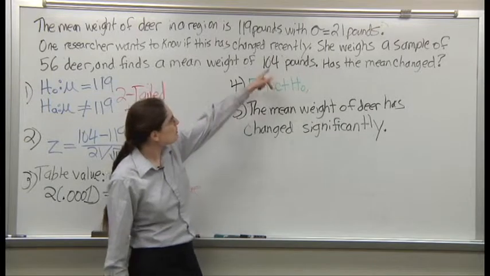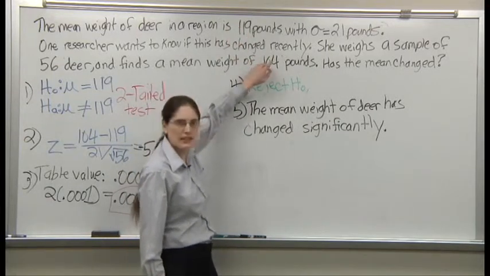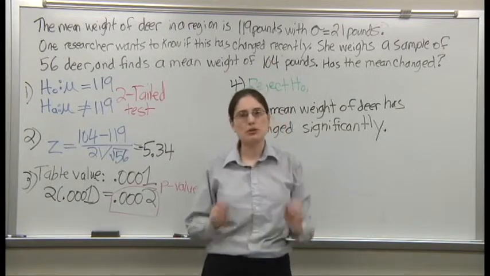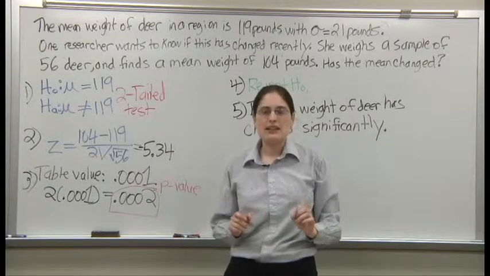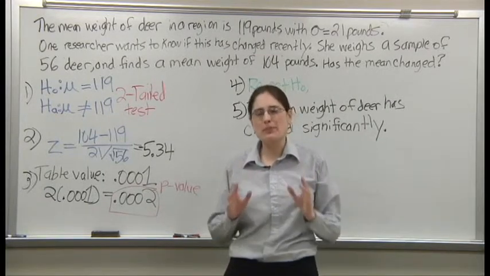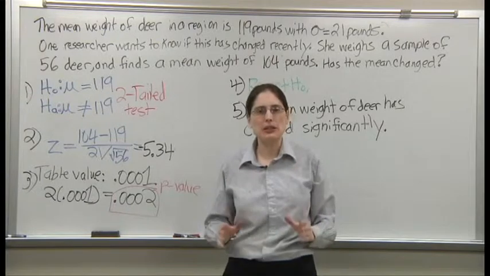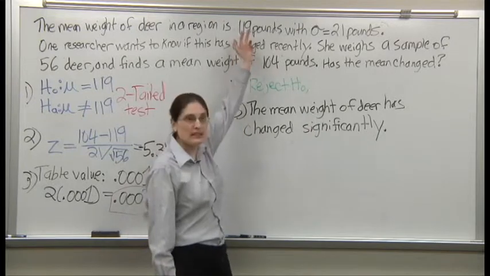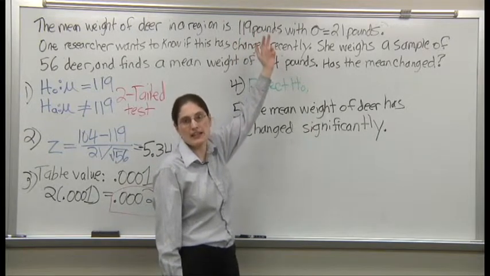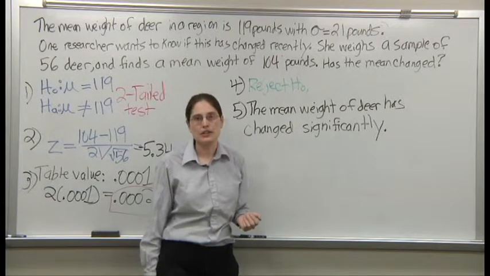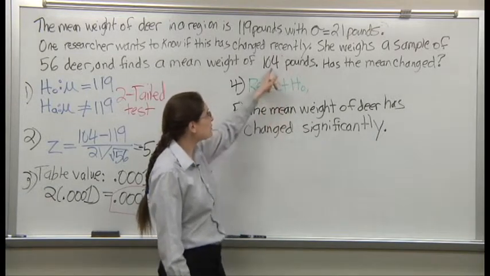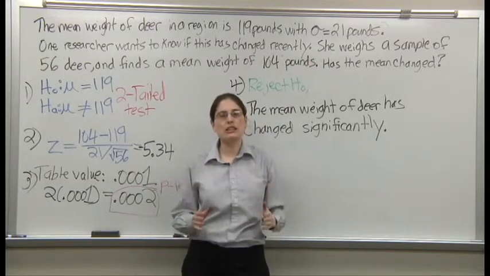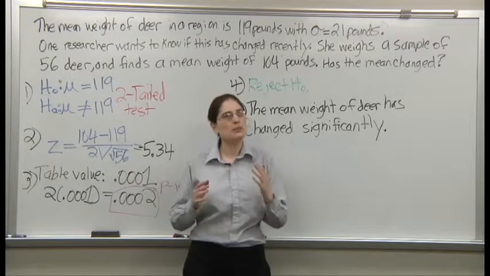You're like, but we knew the deer changed weight. They used to be 119 and now they're 104. What we did here was we proved mathematically that the change was too big to be plausibly explained by coincidence. You know, if we'd gotten like 117 instead of 119, that would maybe be a coincidence. But a drop of 15 pounds, given our sample size and standard deviation, is just too big to be a coincidence.